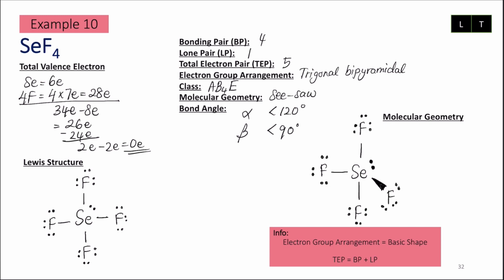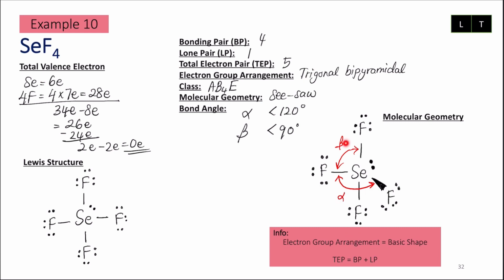And then now what's left, kita akan label the bond angle. So we have 2 of them. First is less than 120 and the second one is less than 90 degree. Less than 90 degree is from here to here. So I'm going to label this one as beta. And after that, this one to this one, we are going to label it as alpha.